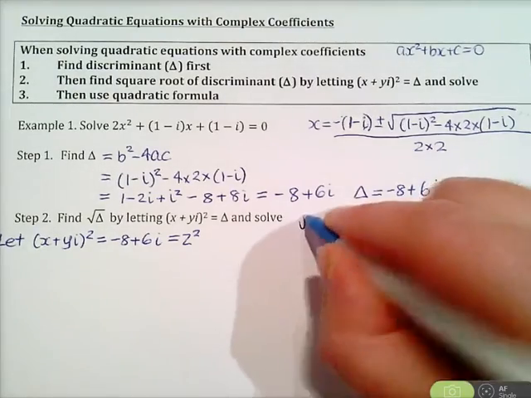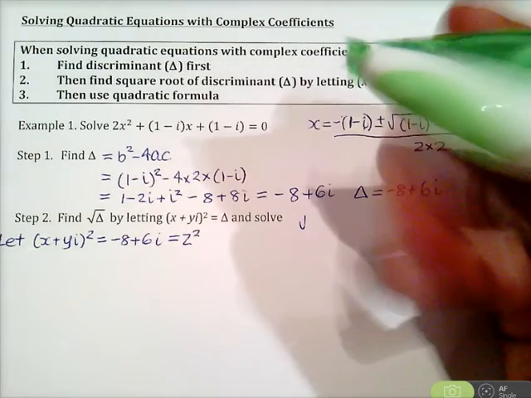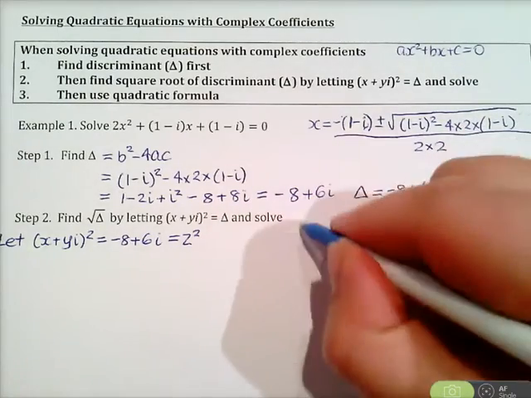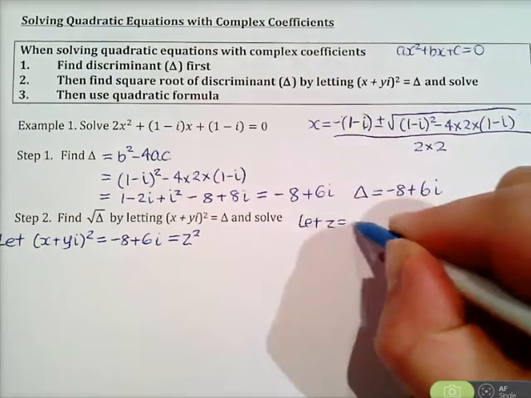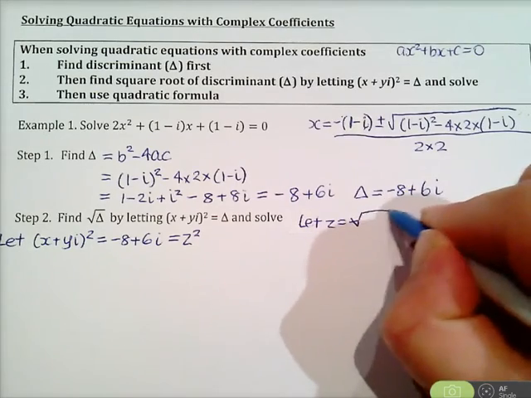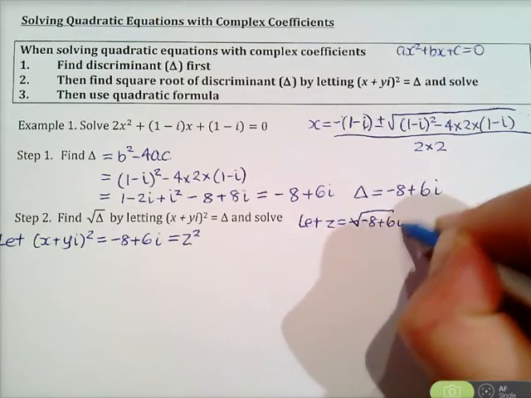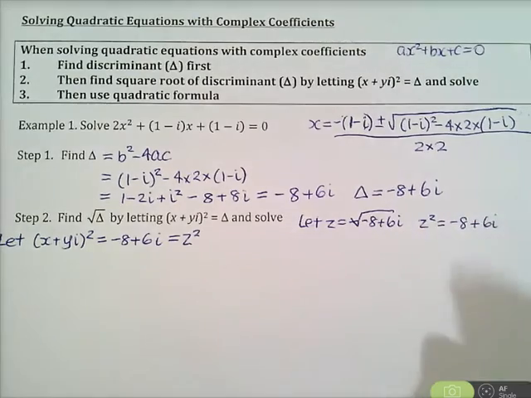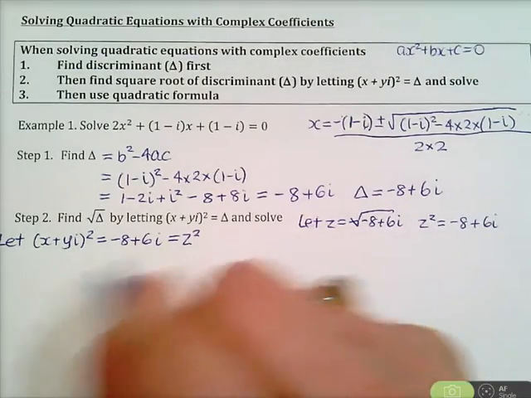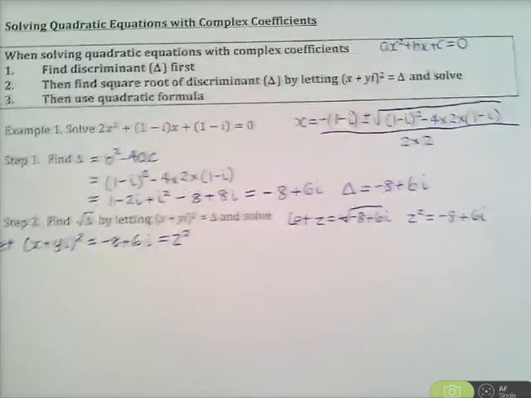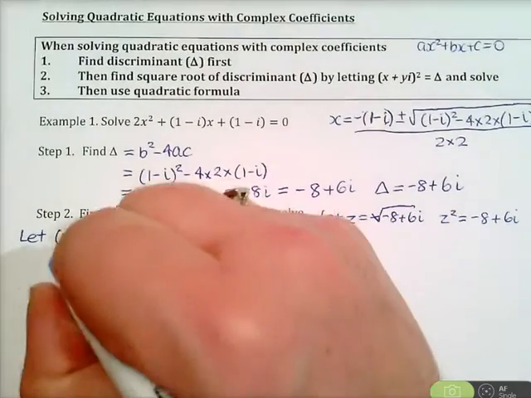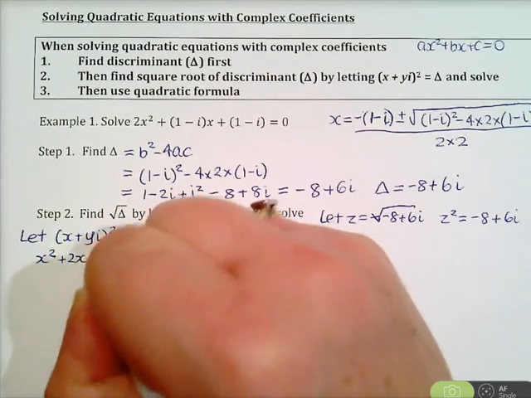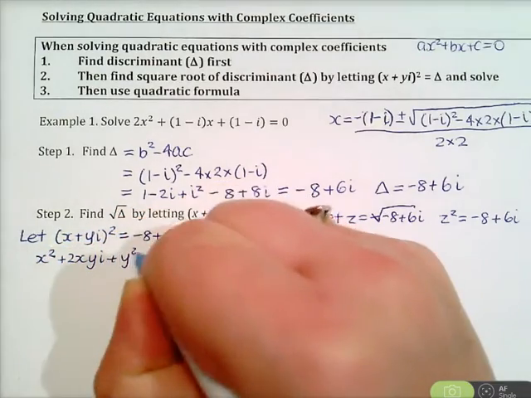This is what we're trying to do. We will let z equal the square root of negative 8 plus 6i. In other words, z squared is negative 8 plus 6i. I'm just going to solve this all together to save a bit of room. So we get x squared plus 2xyi plus y squared i squared.